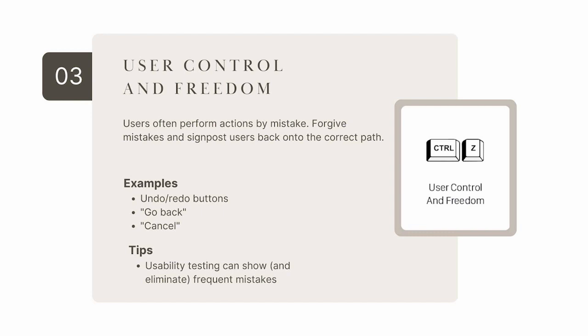User control and freedom. Users will make mistakes. Your aim is to stop them making mistakes, but it's just part of how it works. They will make mistakes. So the question is, how do you forgive them for those mistakes, and how do you bring them back to the right path? This is things like go back buttons, cancel buttons, whatever helps them to recognize they're in the wrong place and takes them back to the right place.